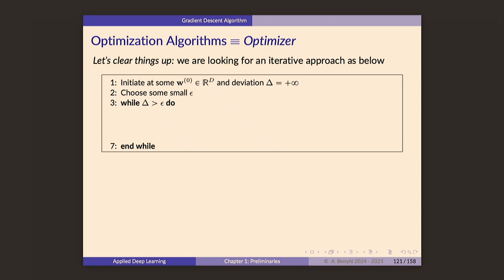Clear? So this is the initial weight, and I'm initiating this delta to be infinite. Delta, what is it? This is somehow, I am thinking of delta as the difference between the risk I had in the previous step and the risk I'm seeing right now. Okay? The difference between the value of the function, the empirical risk, in the previous step and this step. Now, initially I set it to be infinite.